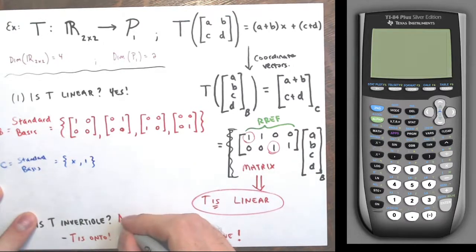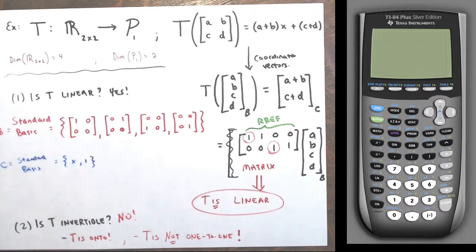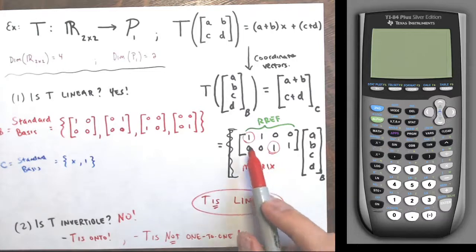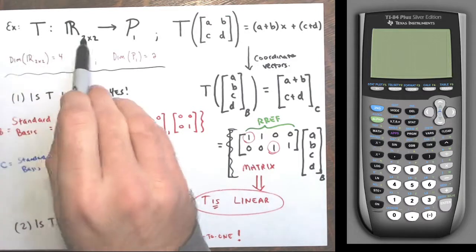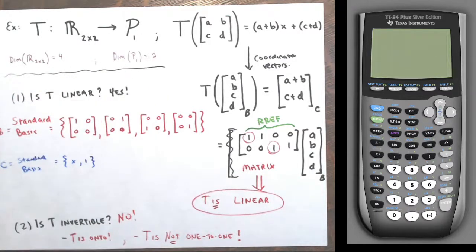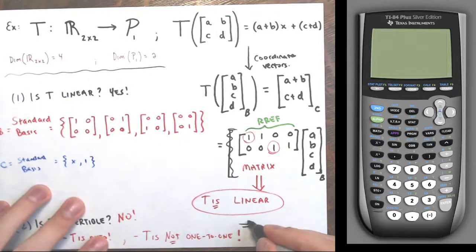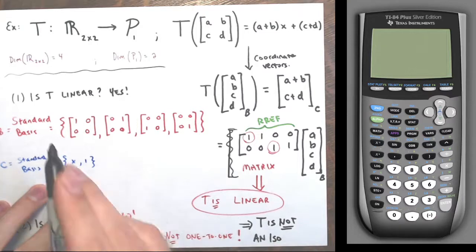So is T invertible? Nope, it is not. And again, very simply, I could have just looked at this standard matrix here and said, this is not a square matrix, so it doesn't have an inverse. T can't be invertible. All right. Yeah, so this particular, and really any transformation between these two would not be an isomorphism, because they have different dimensions. But we're seeing that this particular transformation is not an isomorphism between R2 by 2 and P1.